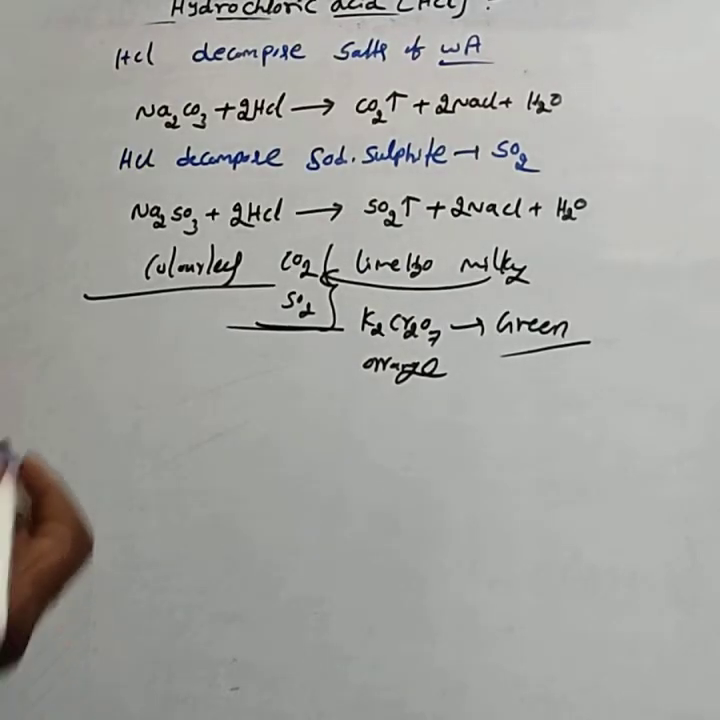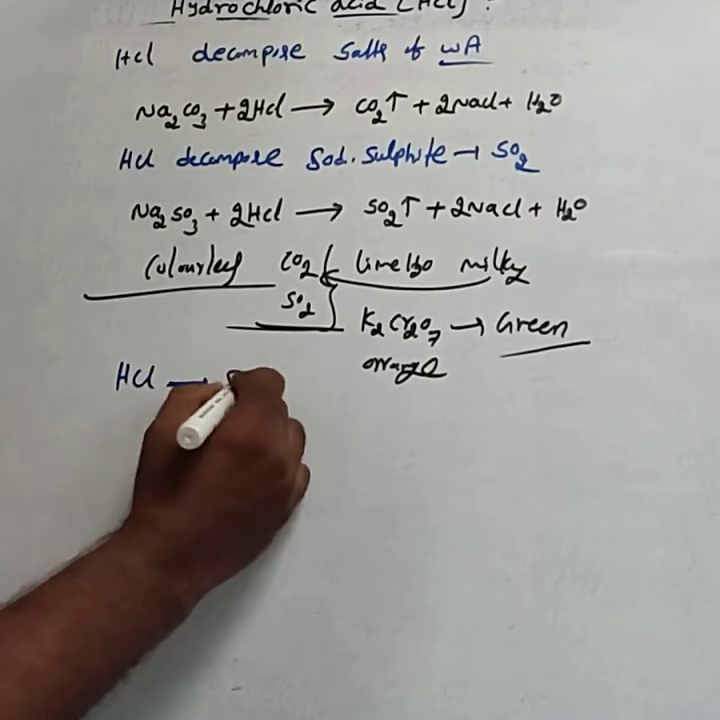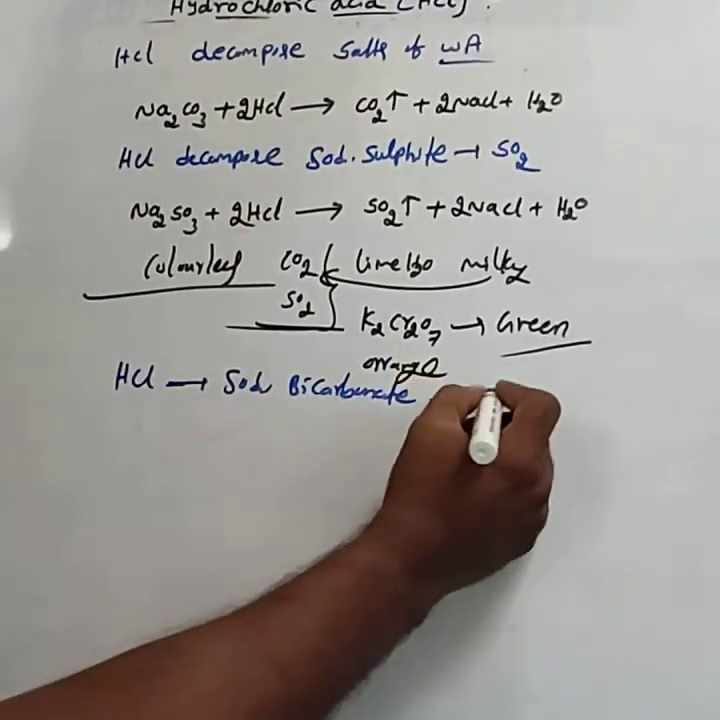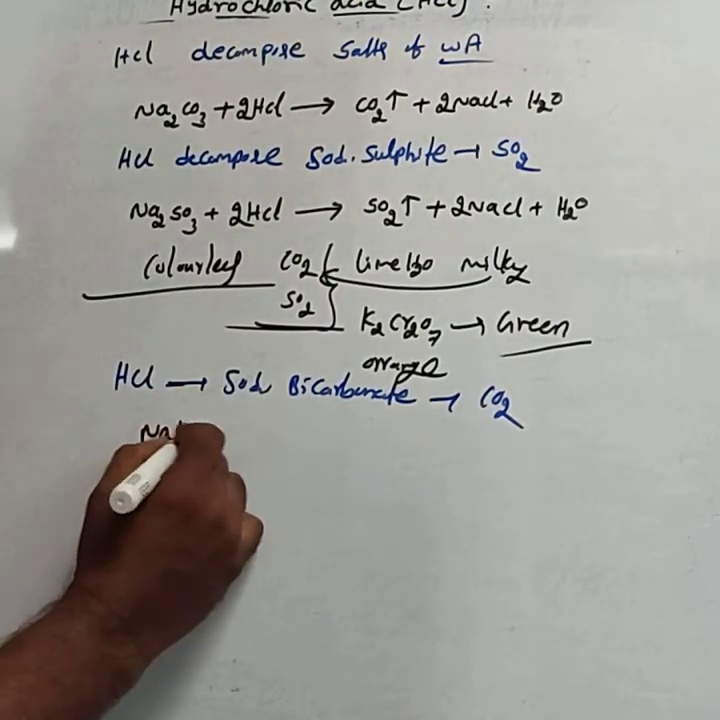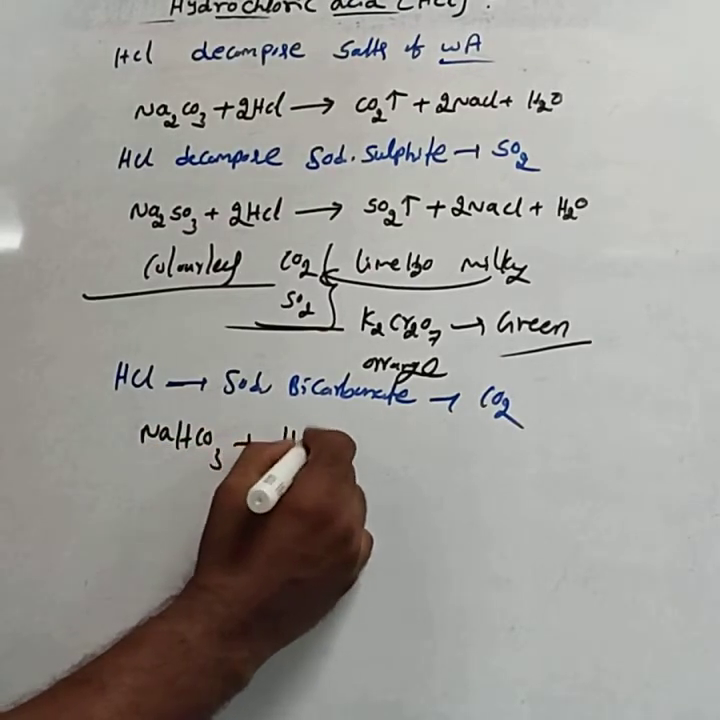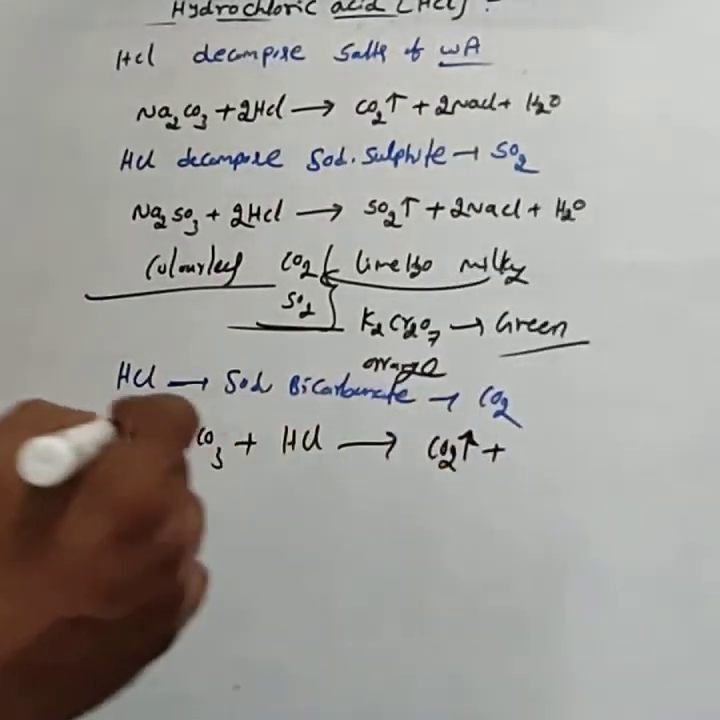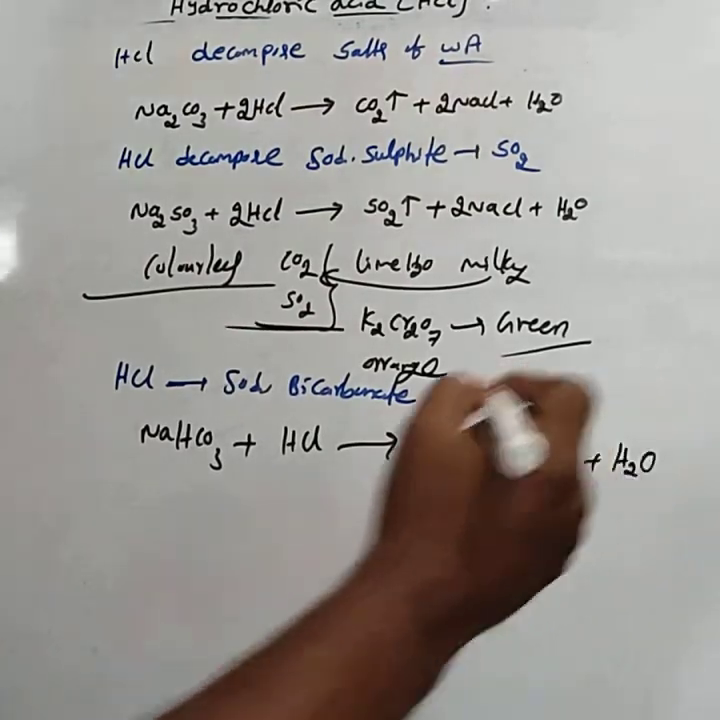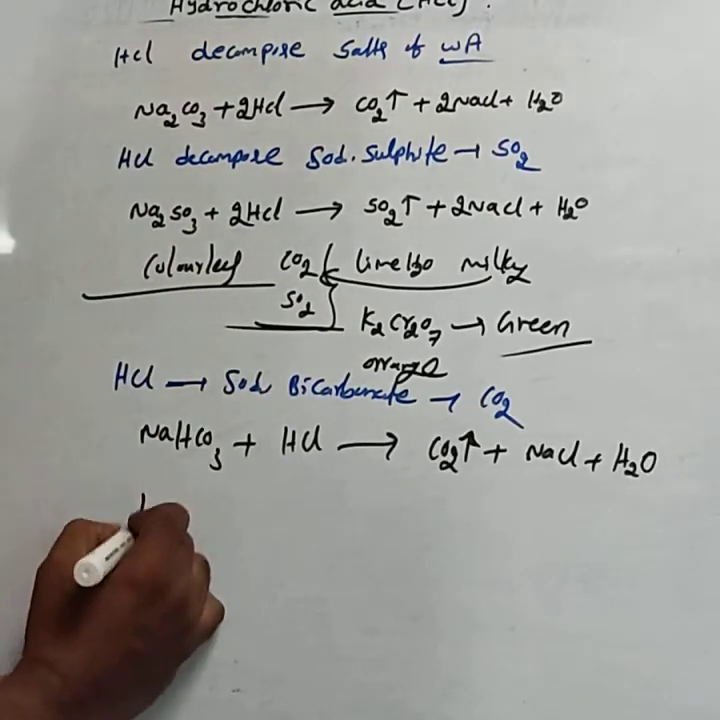Similarly, HCl will decompose sodium bicarbonate into carbon dioxide. That is NaHCO3, sodium bicarbonate, plus HCl. You get colorless gas, carbon dioxide, CO2 gas, then NaCl and H2O. The reaction gets balanced. Then HCl reacts with ammonia.